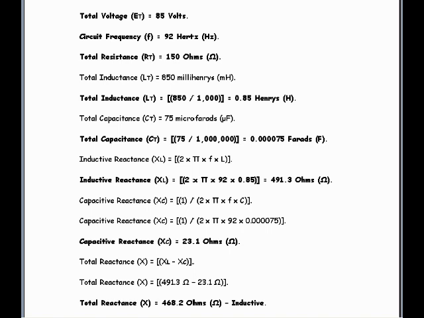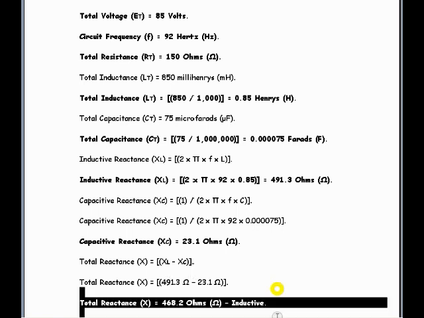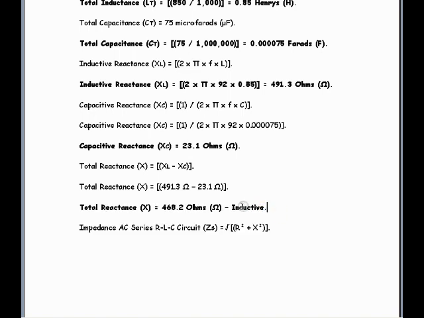The total reactance is the difference between the inductive reactance and the capacitive reactance. When we do so, we get 468.2 ohms total reactance. I will get to why it is inductive here, as opposed to capacitive, in a second. Next is the impedance of this given AC series RLC circuit, denoted by Z sub S, as opposed to the impedance of a parallel RLC AC circuit.